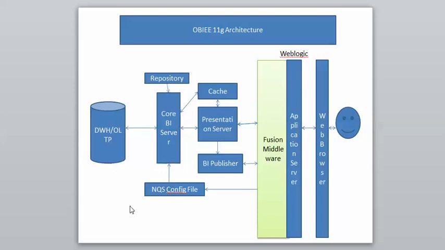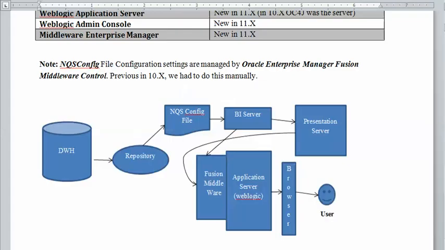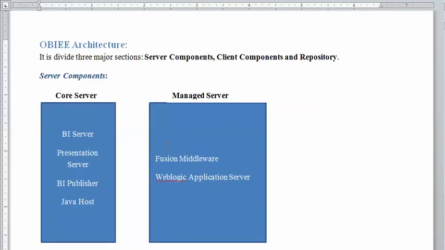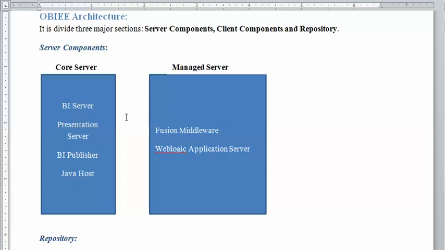So this is a brief about the 11G architecture and some important components in 11G. Let me just show you. If you see these 11G components, you can divide them into three major components. One is called server components, the second is client components, and the third is the repository. In the server components, we have two types: the core server and the managed server. In the core server, we have the BI server, presentation server, BI Publisher, and Java host.